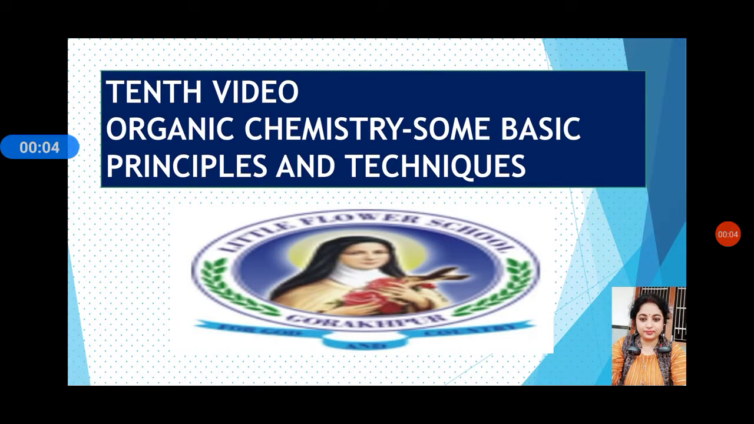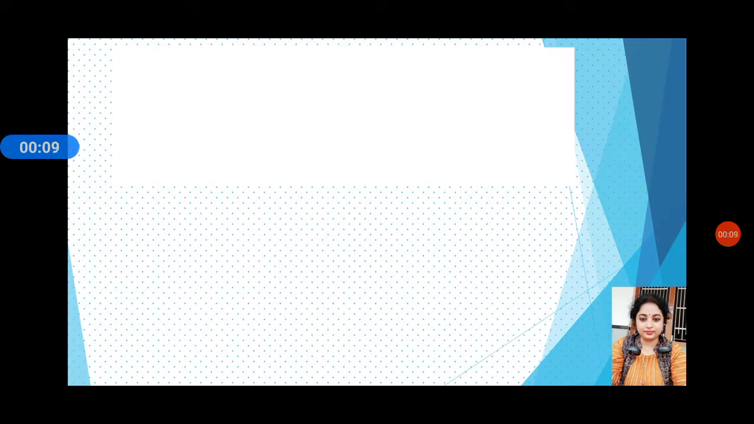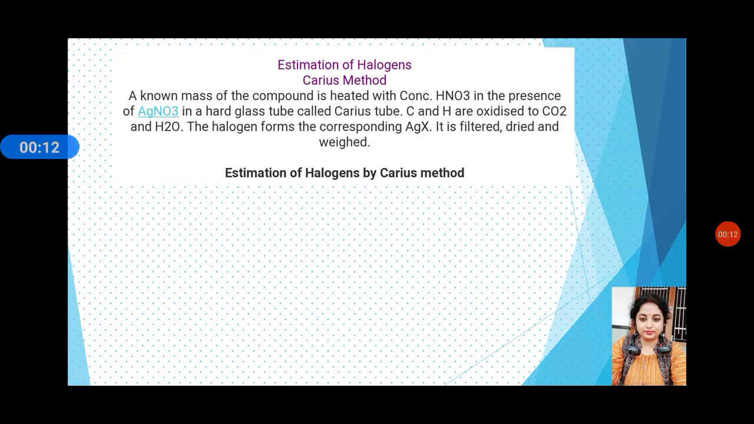Hello everyone. Let's move on to the next topic of some basic principles and techniques. Estimation of carbon, hydrogen, and nitrogen we have seen. Now we will see the estimation of halogens. Halogens means chlorine, bromine, iodine. These are the halogens, and when they are present in the compound as chloride, bromide, iodide, we will estimate their presence and how much is present in the compound, means its percentage.